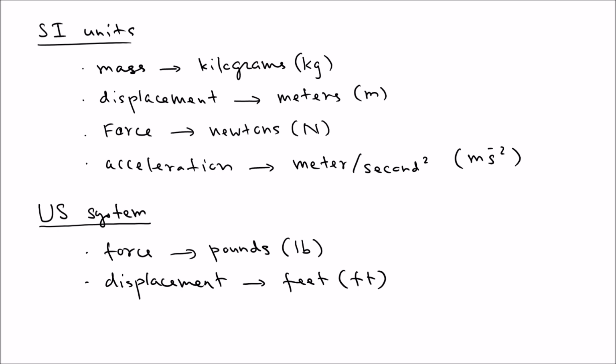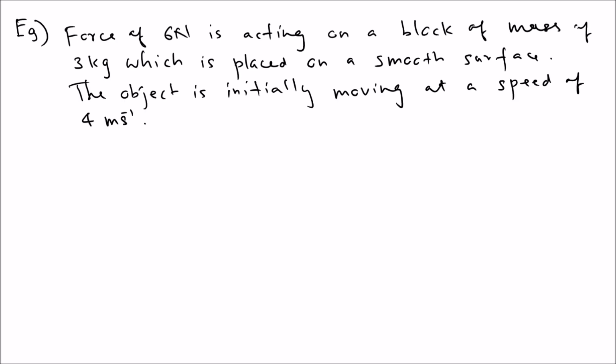Okay, so as a first example, let's try to do a simple problem just to see the connection between the acceleration and the displacement. So let's do this problem. A force of 6 Newton is acting on a block of mass of 3 kilograms, which is placed on a smooth surface. The object is initially moving at a speed of 4 meters per second. So let's try to answer these questions.